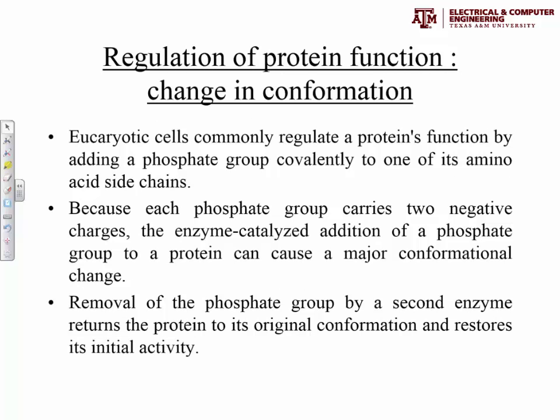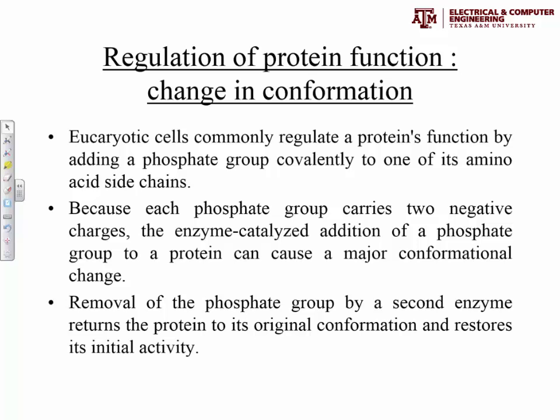So let's look at regulation of protein function by a change in the conformation of the protein. Eukaryotic cells commonly regulate a protein's function by adding a phosphate group covalently to one of its amino acid side chains. Now, because each phosphate group carries two negative charges, the enzyme catalyzed addition of a phosphate group to a protein can cause a major conformational change, because you have to put in two negative charges. Remember, the three-dimensional conformation of a protein is determined by the interaction of many different factors. If you throw in two negative charges over there, you put in an additional factor, that might alter the shape of the protein, and therefore, it can no longer perform its original function.